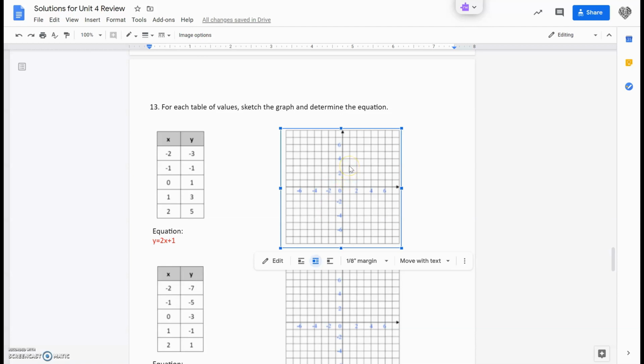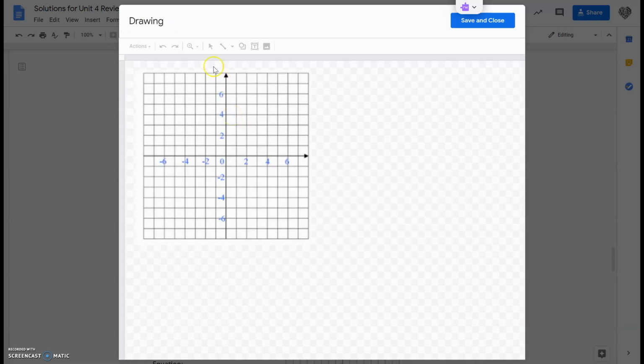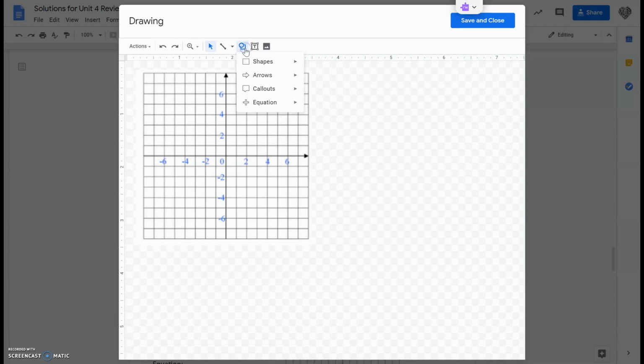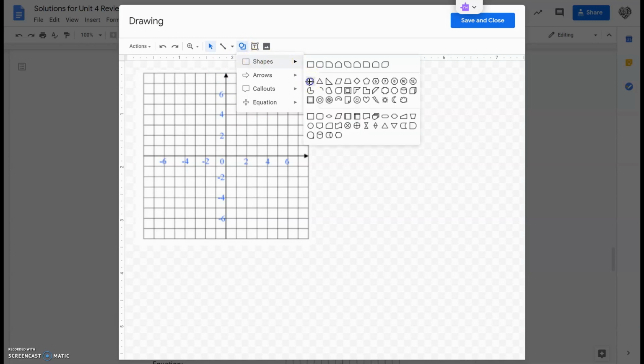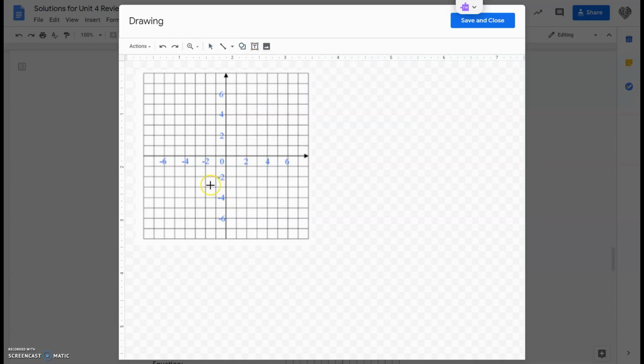1 and 3, and 2 and 5. So let's see what that looks like to graph it. Remember, to graph it, we're opening it up in Draw, and we're going to make some circles here. My first ordered pair was -2 and -3, so it's going to be right there.